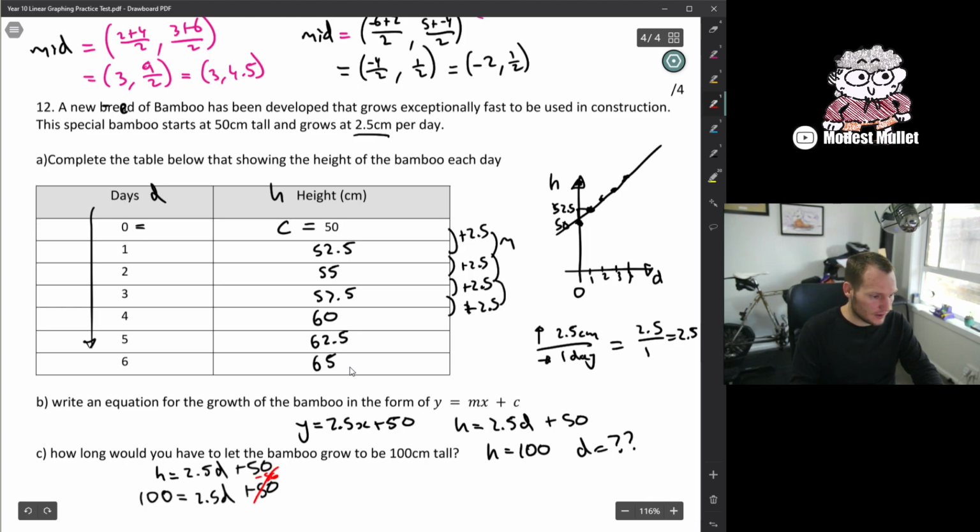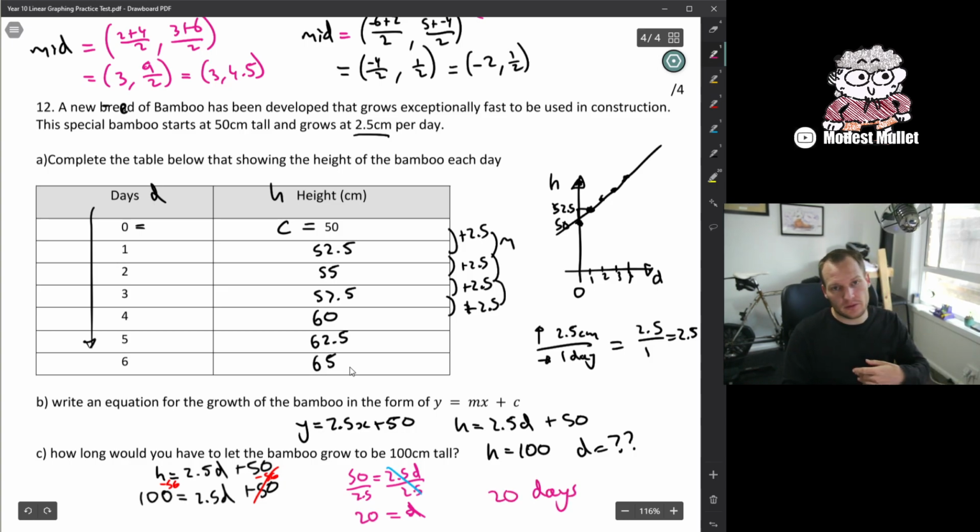So take 50, that cancels, so I get 50 equals 2.5d. Divide both sides by 2.5, that cancels, and I'm left with 50 divided by 2.5. Let me think about this. 20? Yeah, gives me 20 equals d. So I'd have to let it grow 20 days.